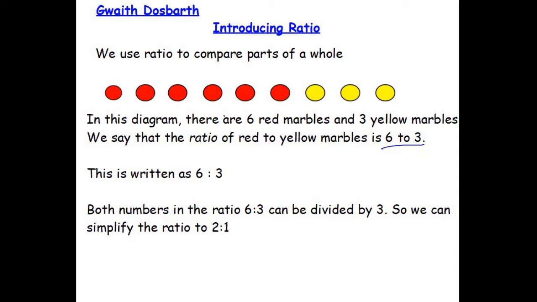This is written as 6:3, and this here you'll know is called a colon from English, but we use it in maths to represent the ratio. Both numbers in the ratio 6 to 3 can be divided by 3. So we can simplify the ratio to 2 to 1. So because 3 goes into both numbers, we can divide both by 3. So 6 divided by 3 is 2, and 3 divided by 3 is 1.